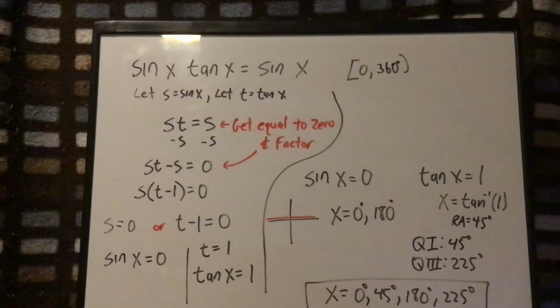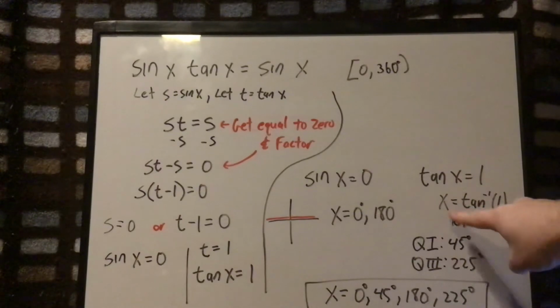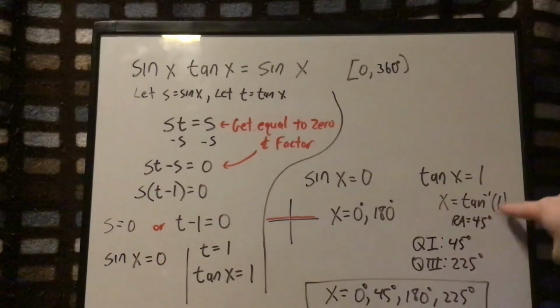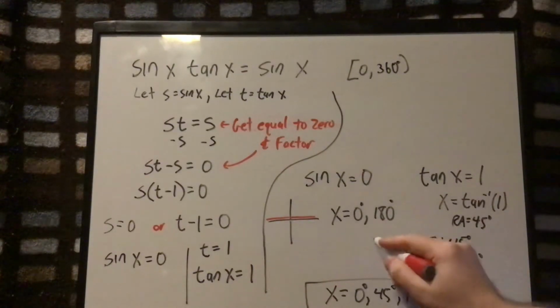Tan, I can use the calculator for, because basically tan x equals 1, so x is tan inverse of 1. Now, if you're really good with your table values, you might already know this is 45. If you stick it in a calculator, it'll tell you 45. So you basically get that the reference angle is 45. Now, keep in mind for this one, there are two answers because there's an answer in quadrant 1 and an answer in quadrant 3.